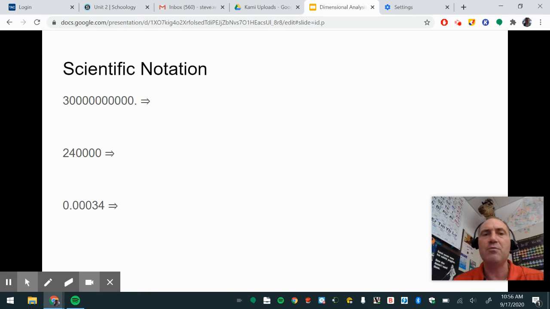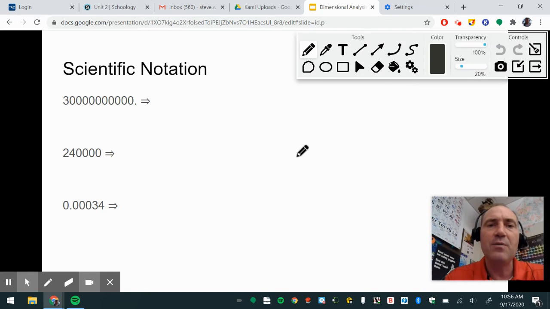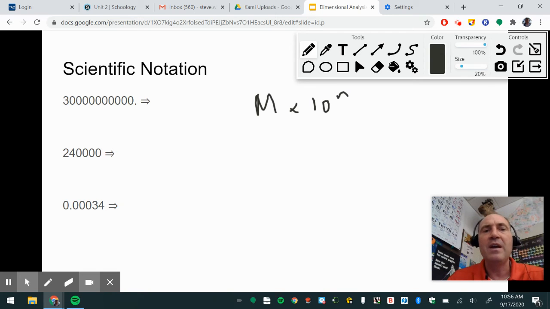When you run into really big numbers, we use something in chemistry called scientific notation. This is very common. Scientific notation has the form m times 10 to some nth power. What it does is it cleans up our numbers and makes them nice and easy to work with. I highly recommend using this in your calculators and punching things in this way.